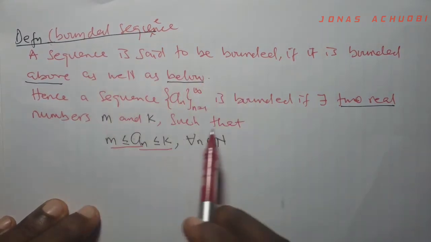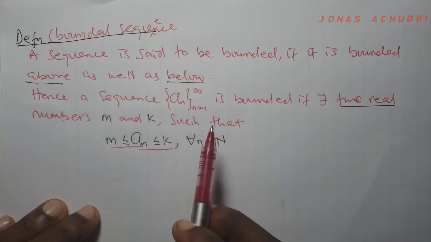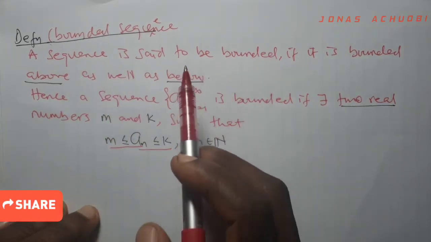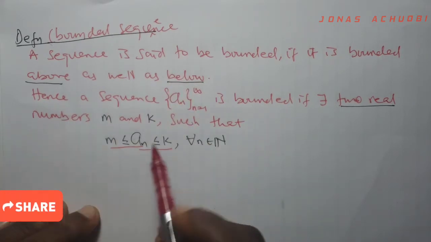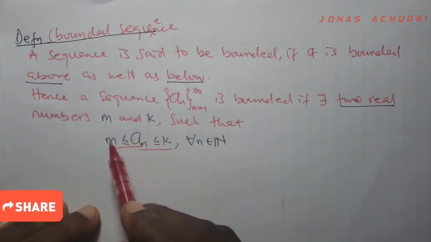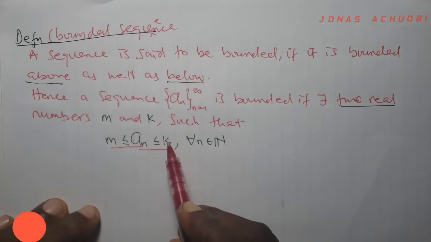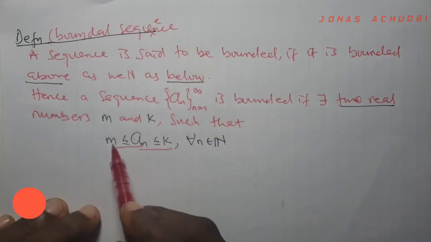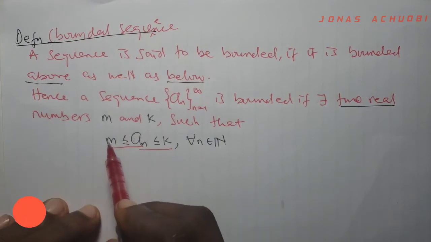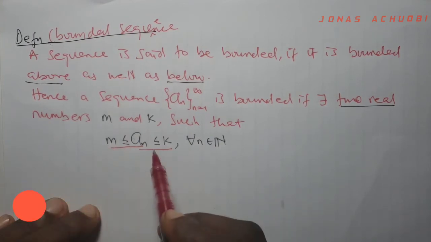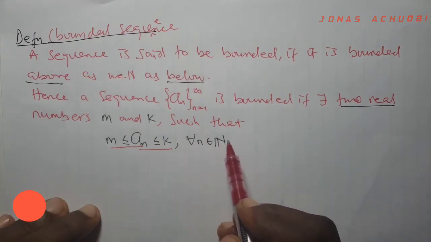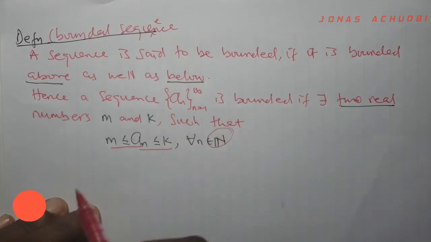So what this is simply saying is that a sequence will be said to be bounded if that sequence is bounded above and also bounded from below. So here the sequence is sandwiched between two bounds, where the bound on the right hand side is the upper bound, or what they call bounded above, and the bound on the left hand side is the lower bound. We say it is bounded below by m and bounded above by k, and of course, for all n coming from the set of what?